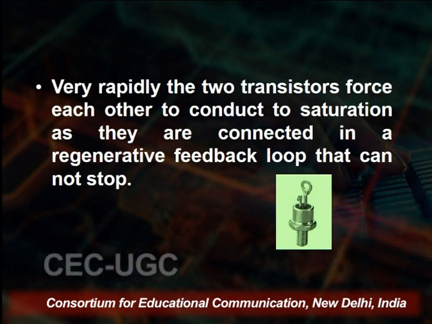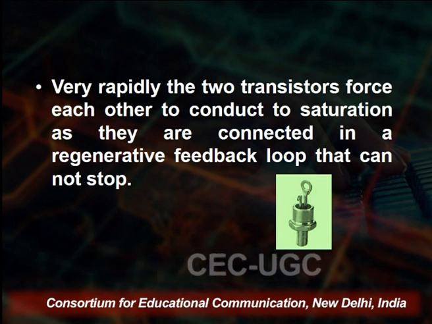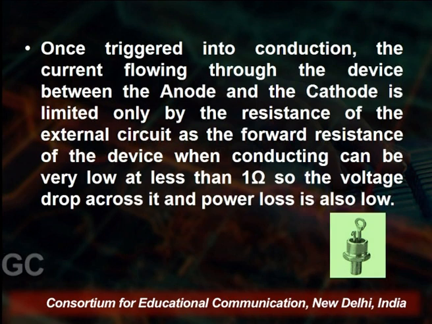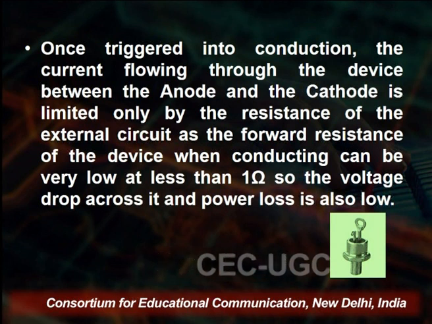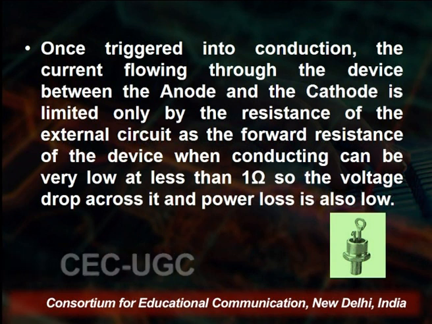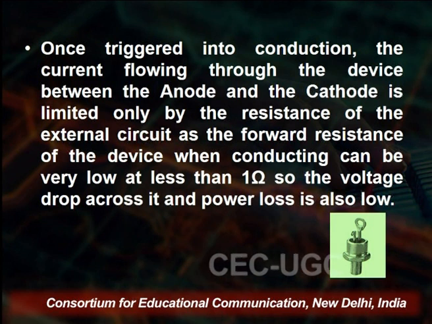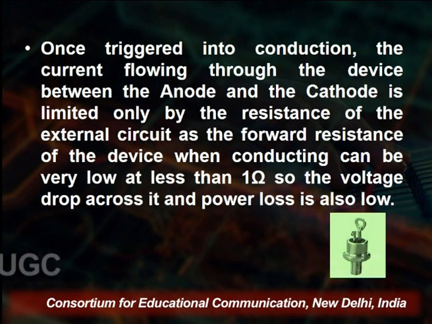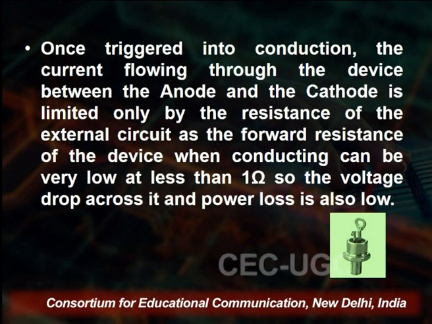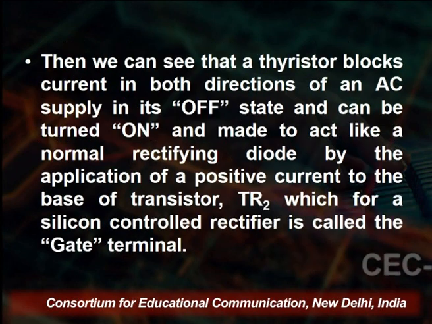In the diagram, we are seeing one of the thyristors we generally use in laboratories or in electronic gadgets. Now, when triggered into conduction, the current flowing through the device between the anode and cathode is limited only by the resistance of the external circuit, as the forward resistance of the device when conducting can be very low, less than 1 ohm. So the voltage drop across it and the power loss are also low when we trigger it.